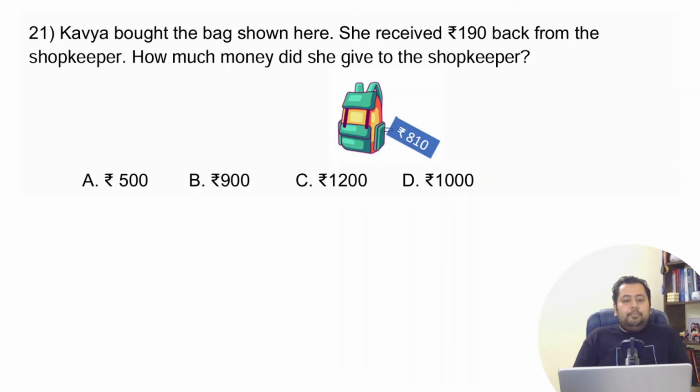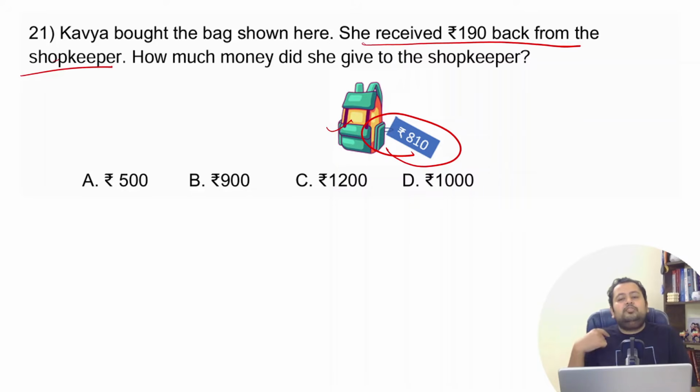Kavya bought the bag shown here. You can see an image of a school bag and it costs some money. She received rupees 190 back from the shopkeeper. So the shopkeeper returns rupees 190. How much money did she give to the shopkeeper? You have to find that out.